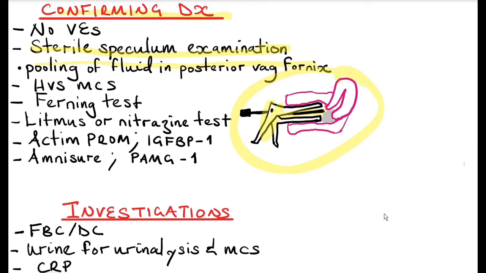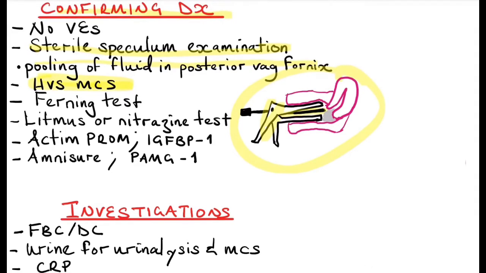Before you remove the speculum, do a high vaginal swab for microscopy, culture and sensitivity. Suppose there's a bacteria growing there, so you want to culture it, and sensitivity will tell you the antibiotic that the organism is vulnerable to. To confirm that what you're seeing is amniotic fluid, you can do a ferning test. A ferning test is where you dry off the fluid on a slide and visualize it under microscopy. So what you see under microscopy is a characteristic fern-like appearance like this, like a flower.